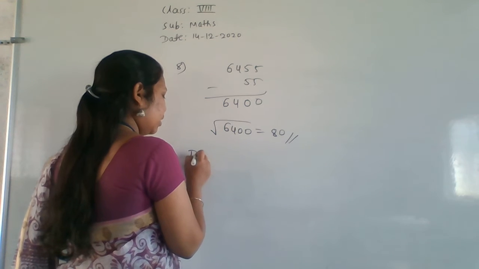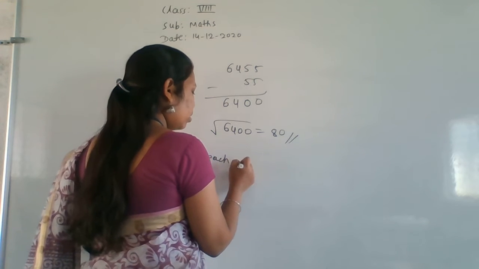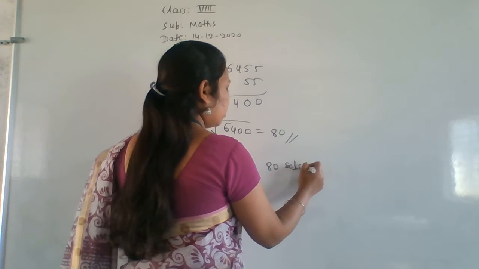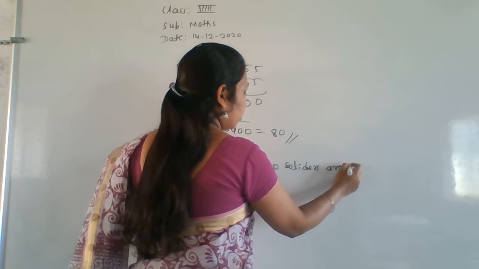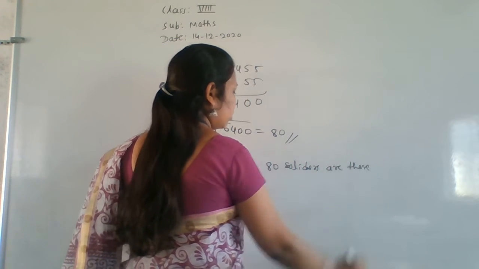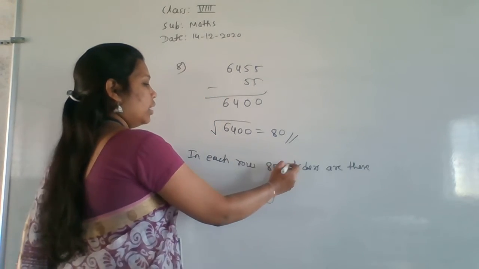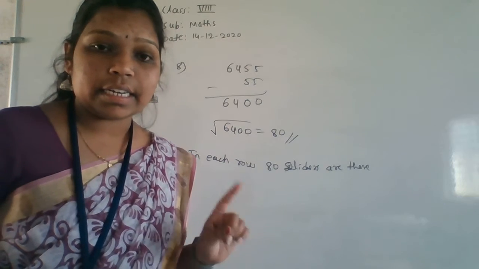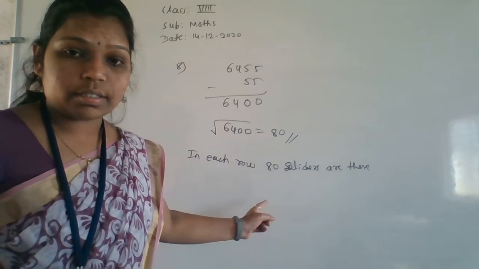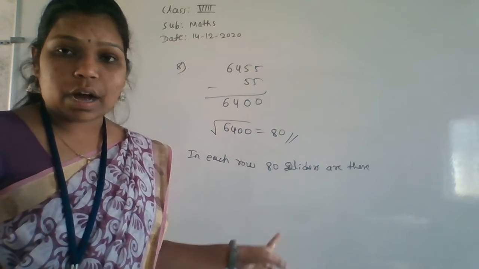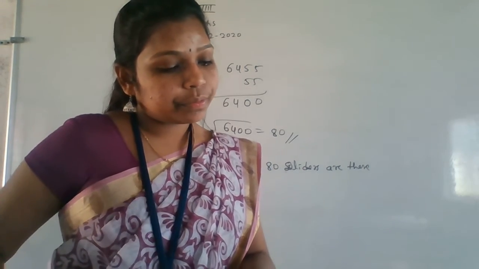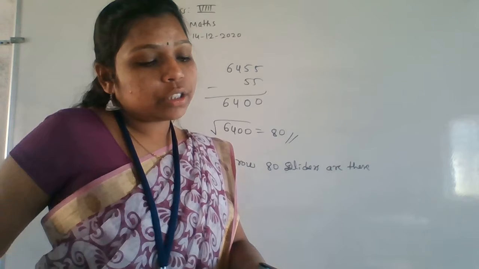Means in each row, 80 soldiers are there. In each row, 80 soldiers are there. Like this we have to find it. Okay. Next one, let us go for the 9th question.